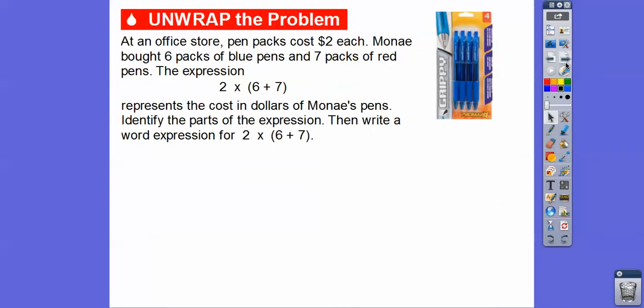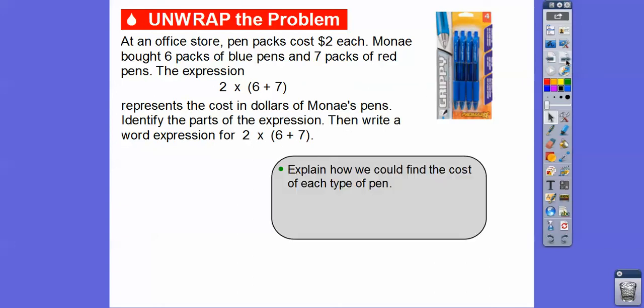So at an office store, pen packs cost $2 each. So here's $2, $2 for each pen pack. So Monet bought 6 packs of blue pens and 7 packs of red pens. And so this expression represents the cost in dollars of Monet's pens. So identify the parts of the expression and then write a word expression for 2 times the quantity 6 plus 7. So I kind of gave it away right there.